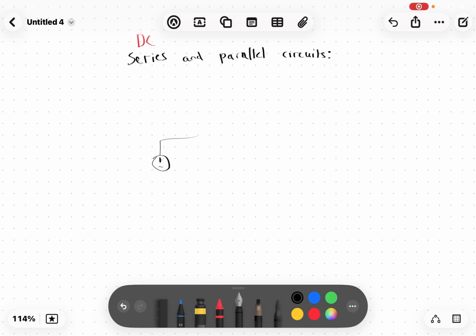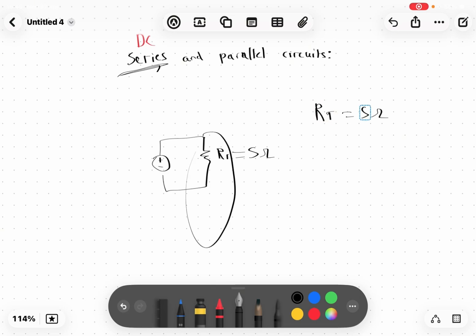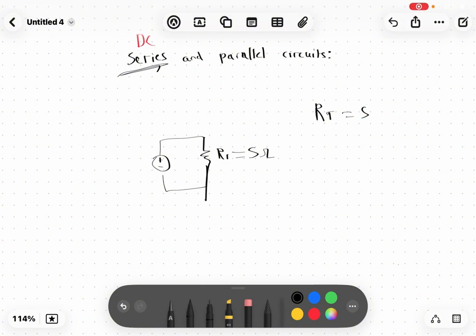The way you calculate the total resistance in series, again, we're talking about series, guys. Let's say I have one resistor, and the resistance is 5 ohms. So the total resistance is going to be 5 ohms. Basically, you just add all the resistors for series.